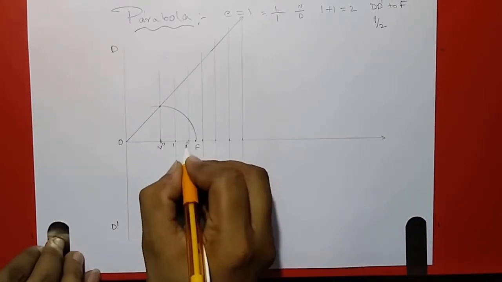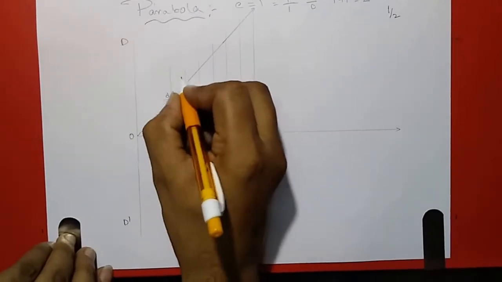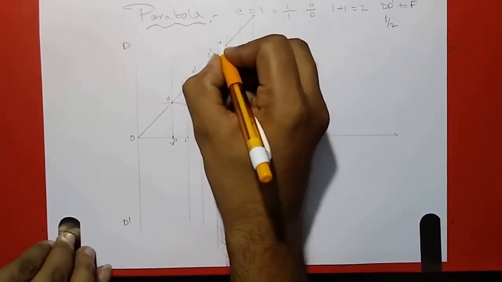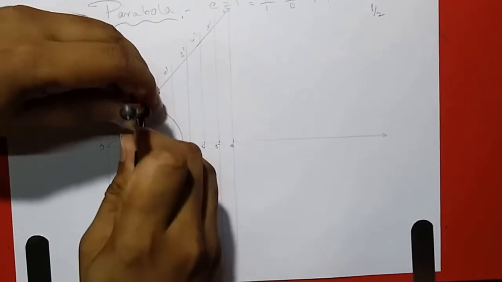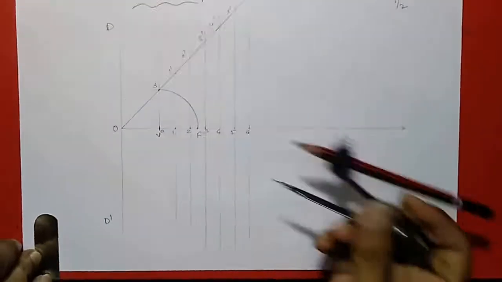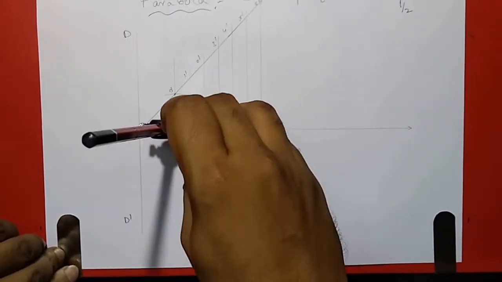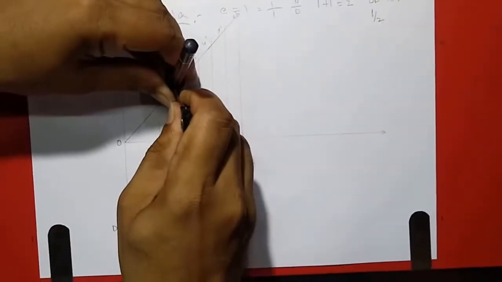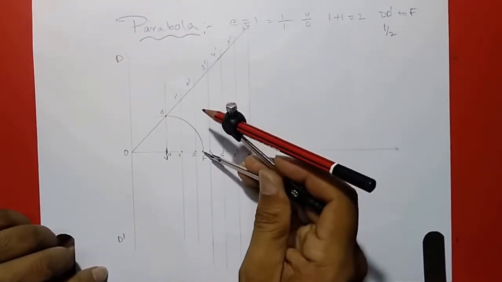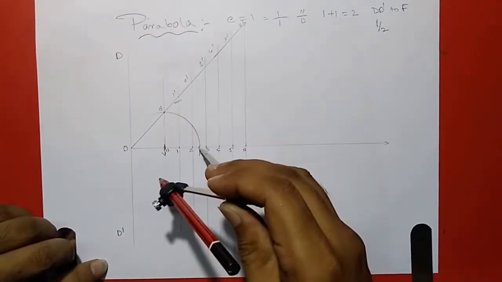This is 0, 1, 2, 3, 4, 5, 6, 0 dash, 1 dash, 2 dash, 3, 4, 5, and the last one 6. Now we'll be measuring this 0, 0 dash. With F as center, an arc on this line will be cutting exactly over here. Next I'll be measuring 1, 1 dash, with F as center, cutting an arc on the 1, 1 dash line and at the bottom also.